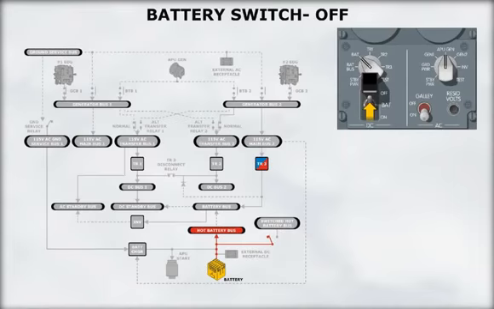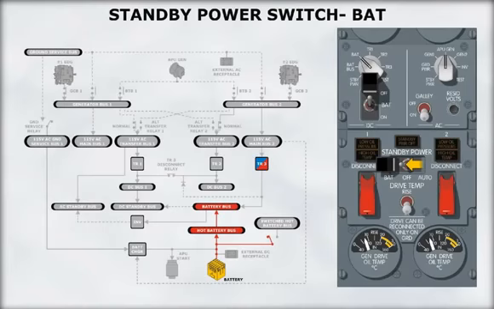When the battery switch is off, both the battery bus and the switched hot battery bus are not powered. However, if the battery switch is off and the standby power switch is placed to battery, the battery bus will receive power directly from the battery through the hot battery bus.